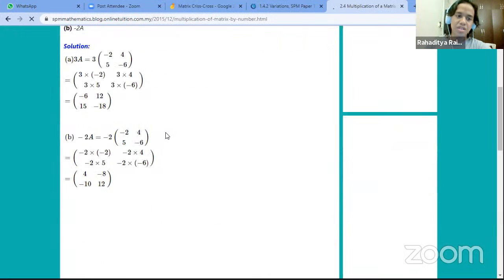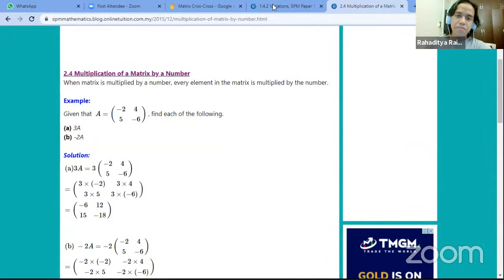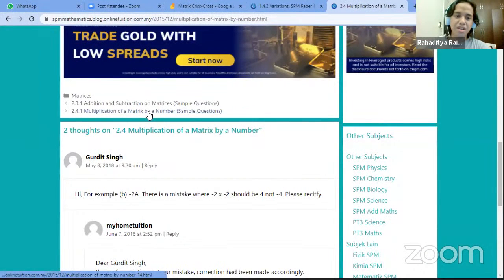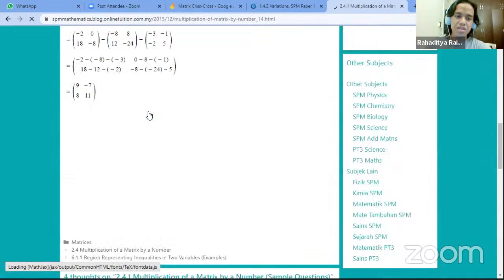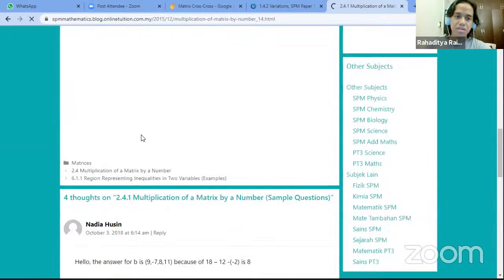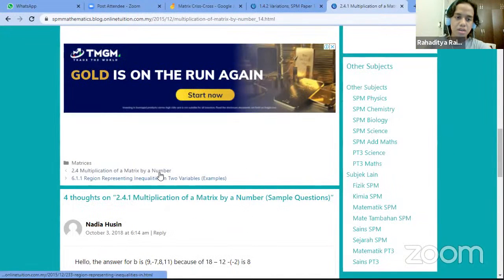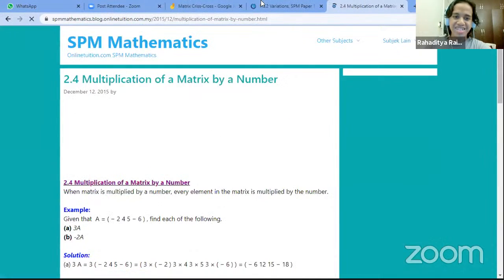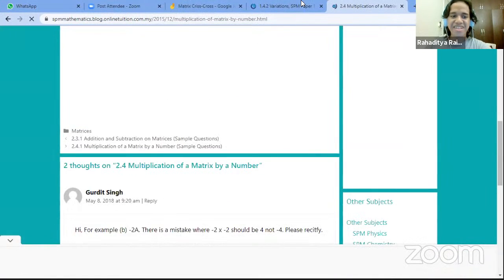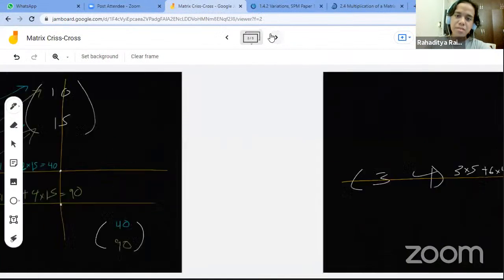Okay, multiplication. Actually, no, this is by number. Matrix by number. Let's see what other questions there are for matrix with matrix. Is there no matrix by matrix? Okay, I have to make another one myself.